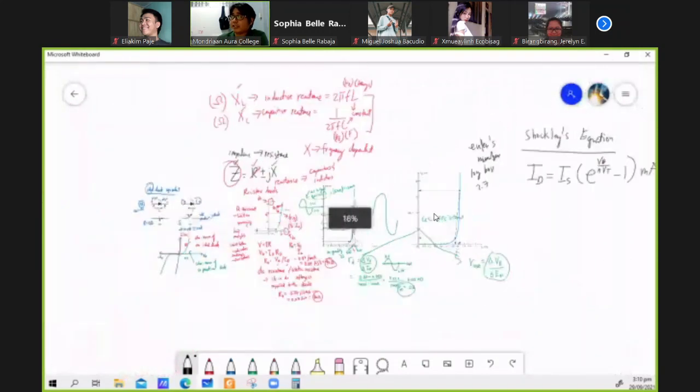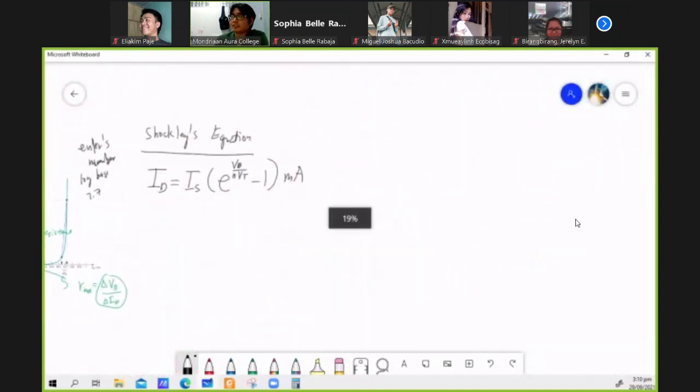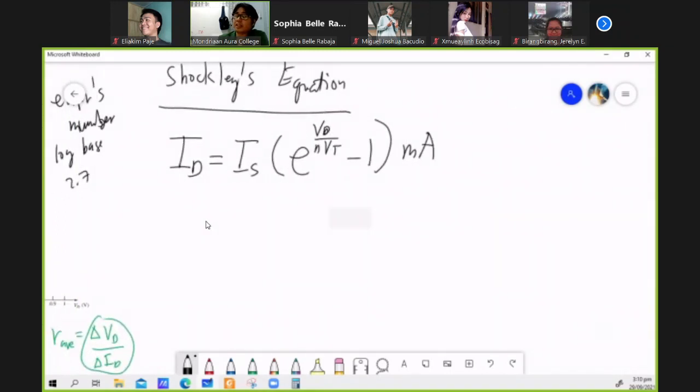In order for us to prove that, gagamitin natin ang Shockley's equation. Okay, so how do we do that? We will get the first derivative of the diode current with respect to the diode voltage. So, kukunin muna natin yung derivative ng kaliwang side. So, derivative of I sub D with respect to derivative of V sub D. Hindi yan dID divided by dVD. Hindi ganun. It's properly stated as the derivative of ID with respect to the derivative of VD. Yun ang proper na expression para dyan.